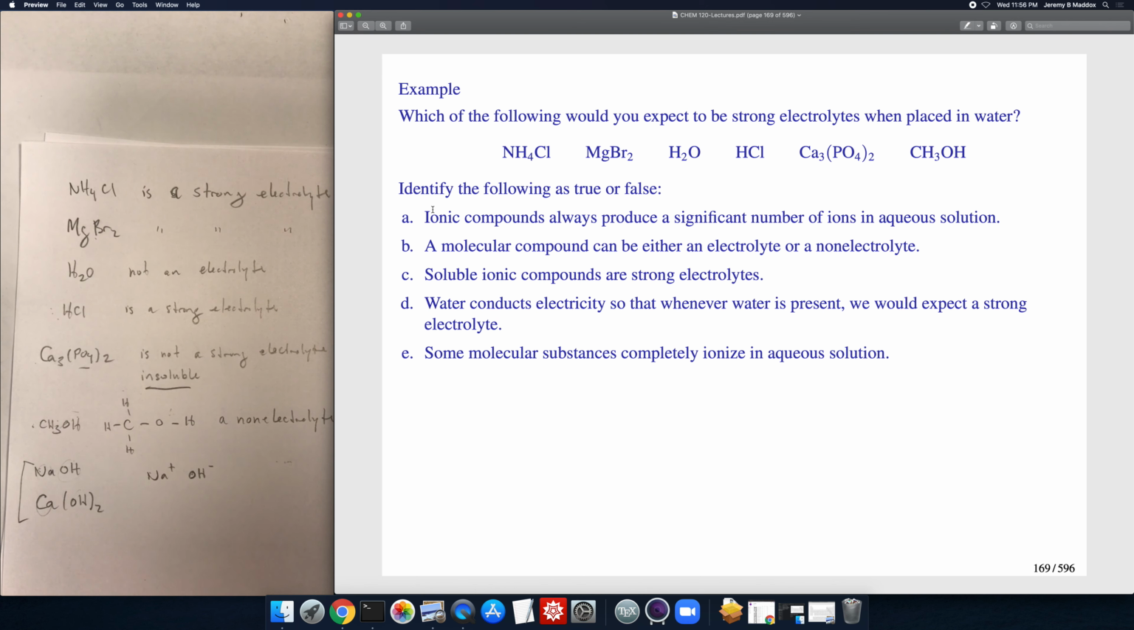Statement E: Some molecular substances completely ionize in aqueous solution. That's true. HCl is a great example of that. And there are other strong acids as well that we'll look at in forthcoming videos.